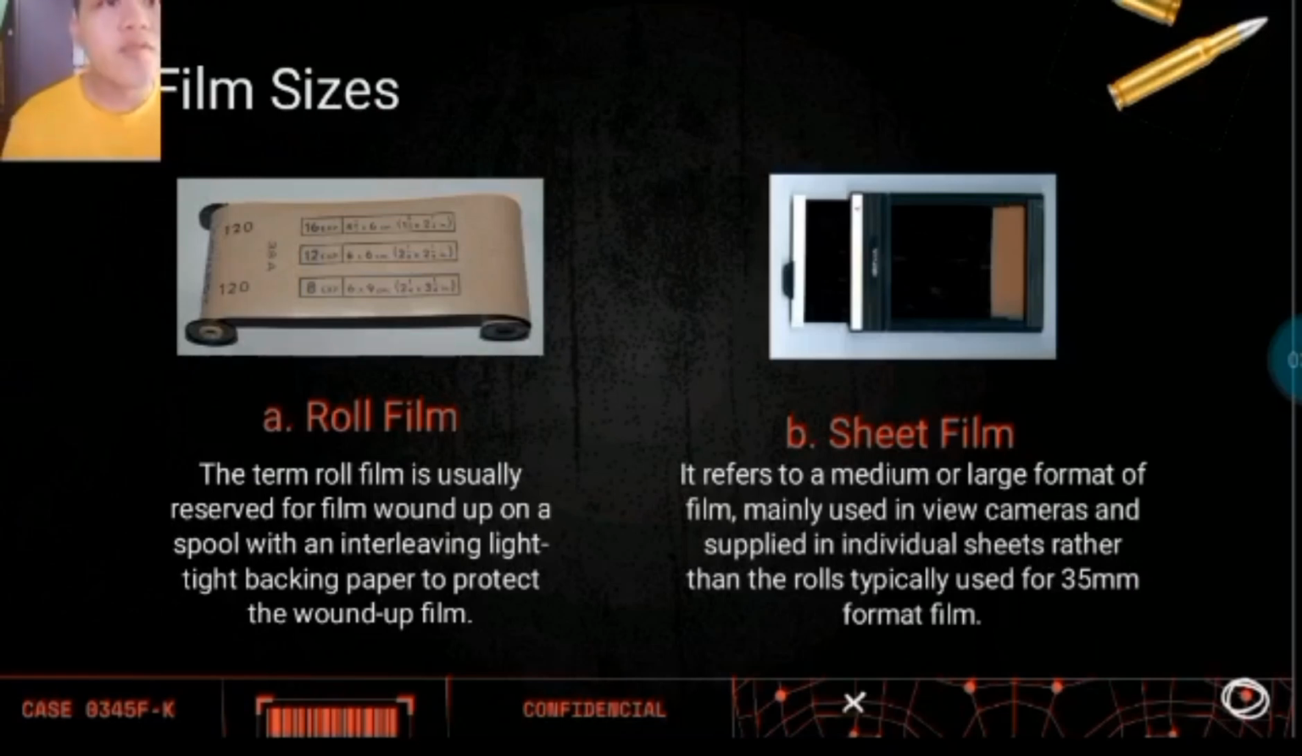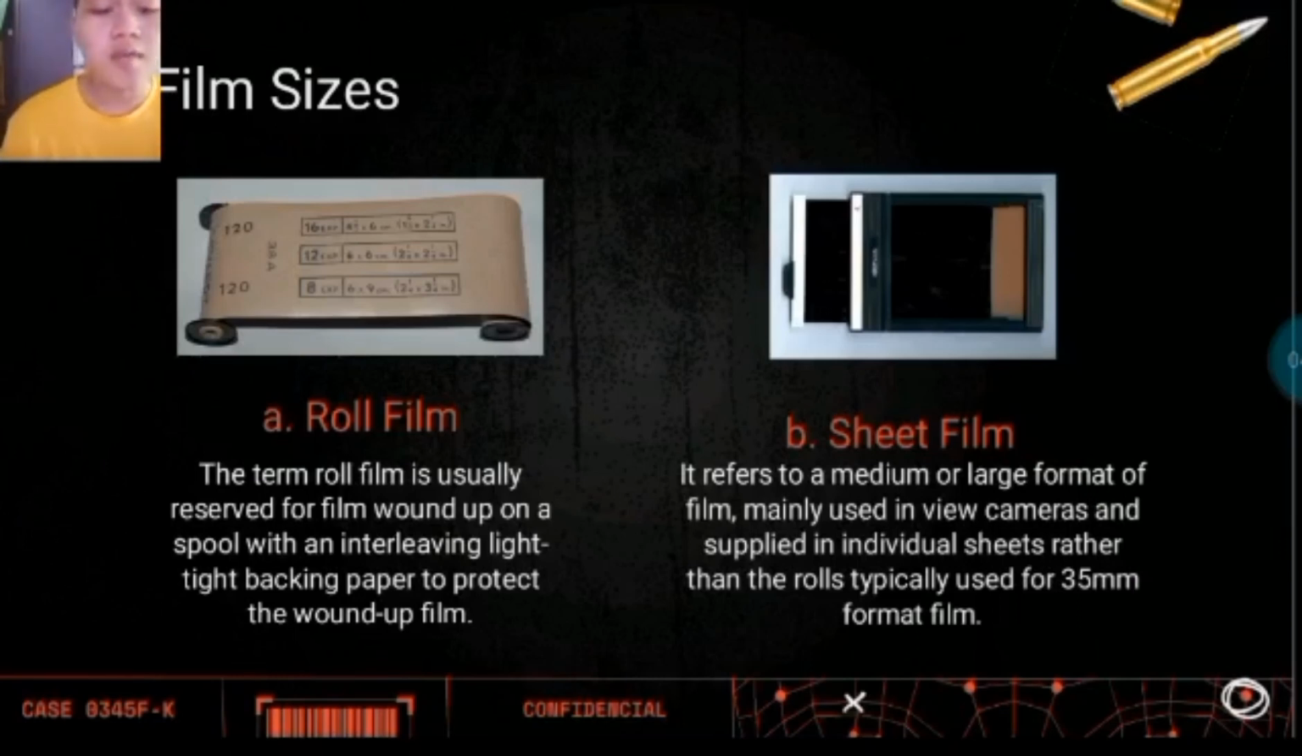Next is sheet film. It refers to medium or large format film, mainly used in view cameras, and is supplied as individual sheets rather than rolls typically used for 35 millimeter format film. The most popular sheet film sizes measure 100 millimeters by 130 millimeters, 4 by 5 inches. There are smaller and larger sizes, including the gigantic 510 millimeters by 610 millimeters, which is 20 by 24 inches.